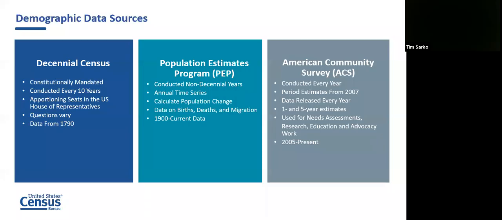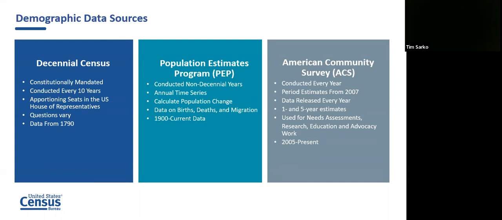Okay. The demographic data sources, we have the Decennial Census. It's constitutionally mandated. As everybody knows, we do it every 10 years. It's used for apportioning seats in the US House of Representatives. And the questions vary from census to census. And the data are from our very first census in 1790.